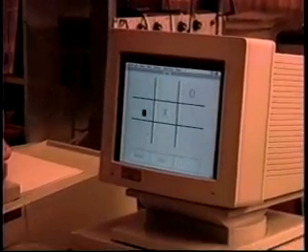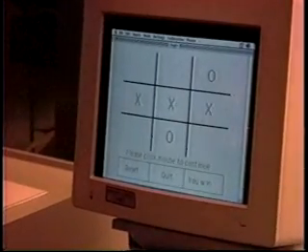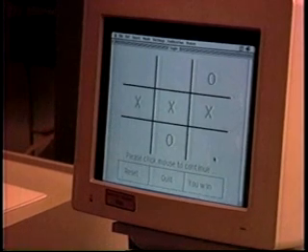Finally, here is the user playing tic-tac-toe with a computer. The user selects his move by looking at the place where he wants his X to appear.